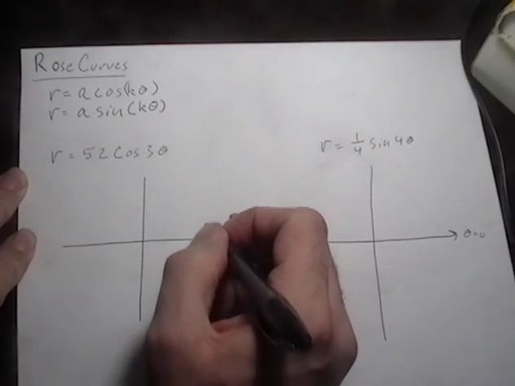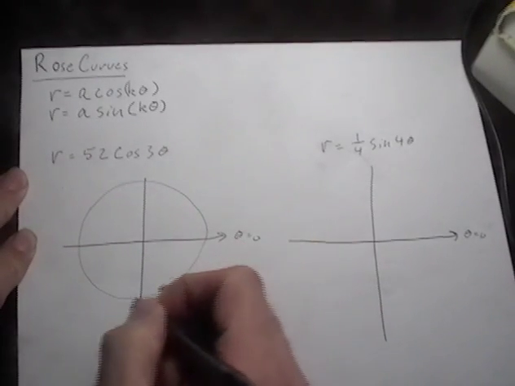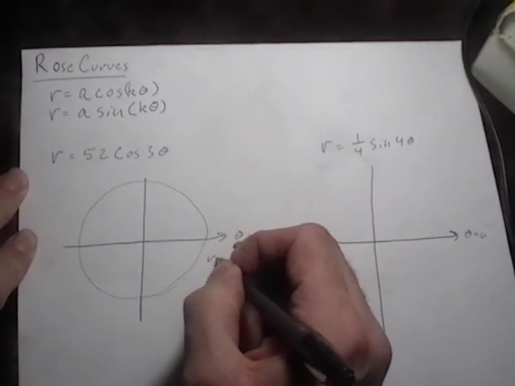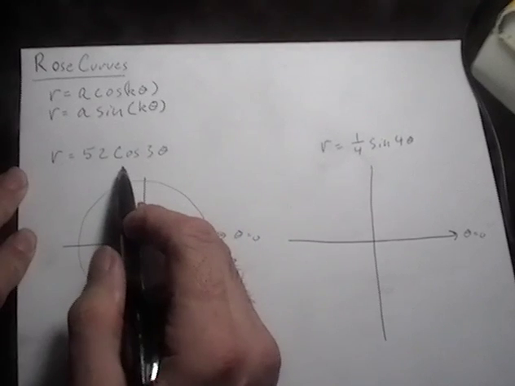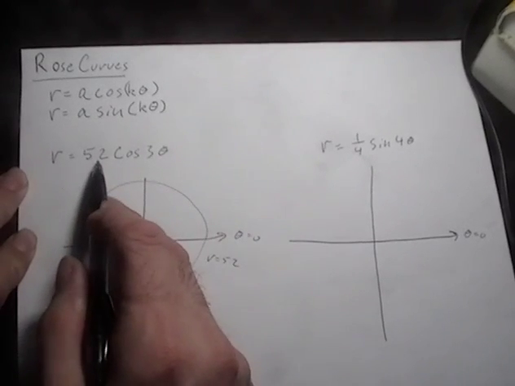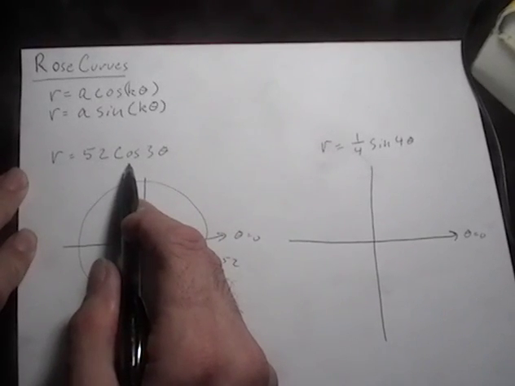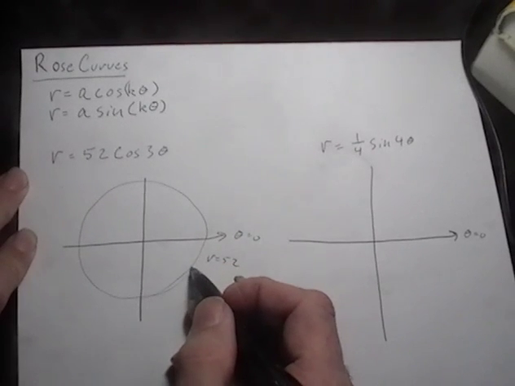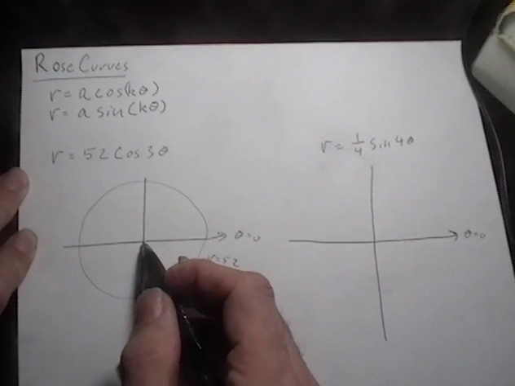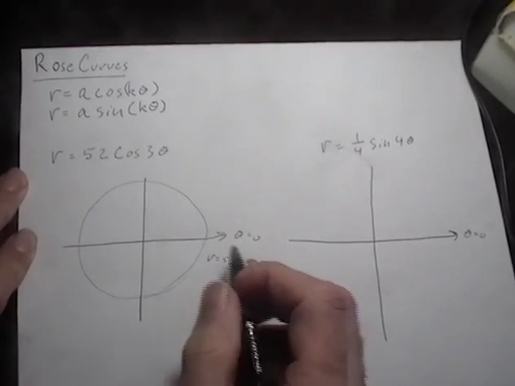So for example, I'm going to draw a guide circle, and I'm going to label it r equals 52. That's because the largest that r can possibly be is 52, and that happens when the cosine is either positive 1 or negative 1. If positive 1, then in that direction it would reach out and touch the circle. If cosine 3 theta was negative 1, then in this direction it would reach backwards and touch the opposite side.